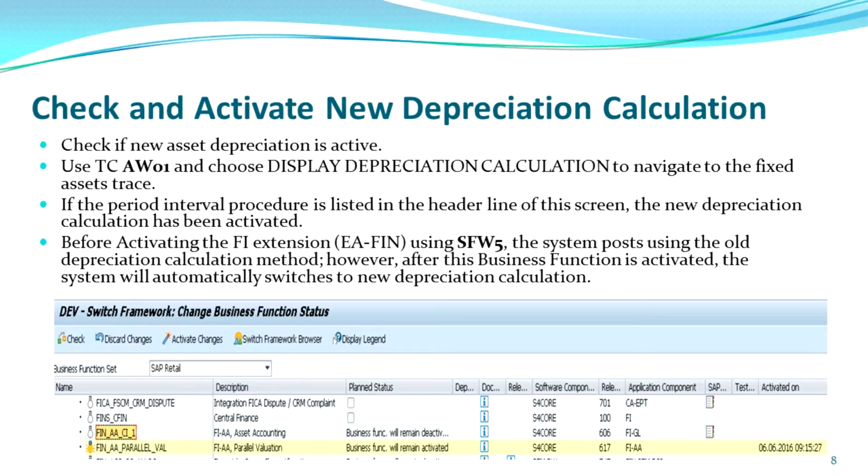Before the activation of FI extension using SFW5, the system posts using the old depreciation calculation method. But after the activation of financial extension, the system will automatically switch to the new depreciation calculation.